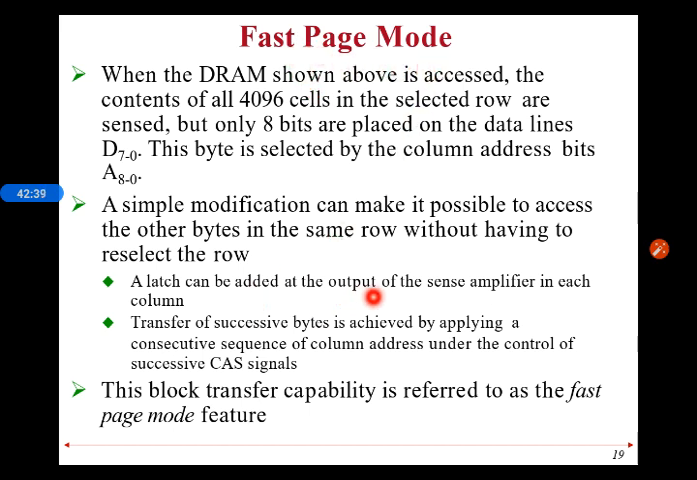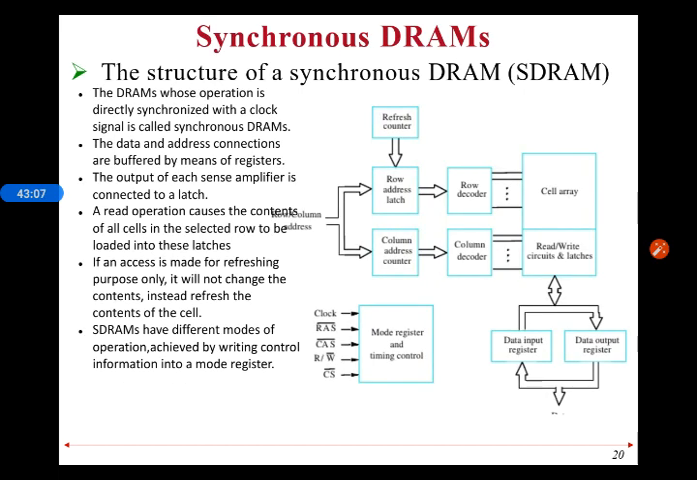A latch can be added at the output to make the row accessible. Transfer of successive bytes is achieved by placing a consecutive sequence of column addresses under the control of successive CAS signals. Successive CAS signals will cause the entire row to be read. This block transfer capability is referred to as the fast page mode feature. That is possible in the case of asynchronous DRAM.